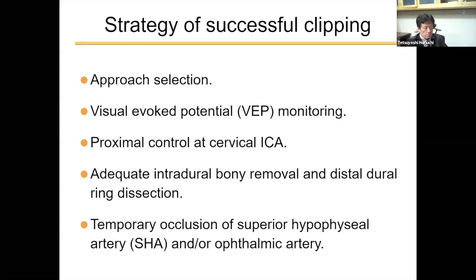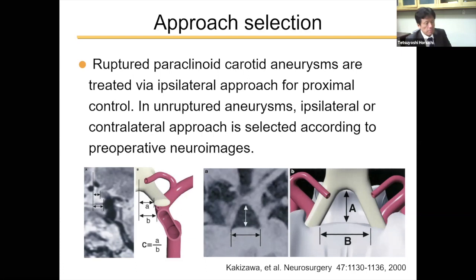Ruptured paraclinoid carotid artery aneurysm is treated by an ipsilateral approach for proximal control. By contrast, in unruptured aneurysm, an ipsilateral or contralateral approach is selected according to preoperative neuroimaging. The aneurysm projecting medially or inferomedially can be clipped through contralateral craniotomy. Dr. Kakizawa presented the parameters of the contralateral approach in Neurosurgery 2000. The opticochiasmatic system is a key space, and the relationship between the optic nerve and aneurysm is very important.